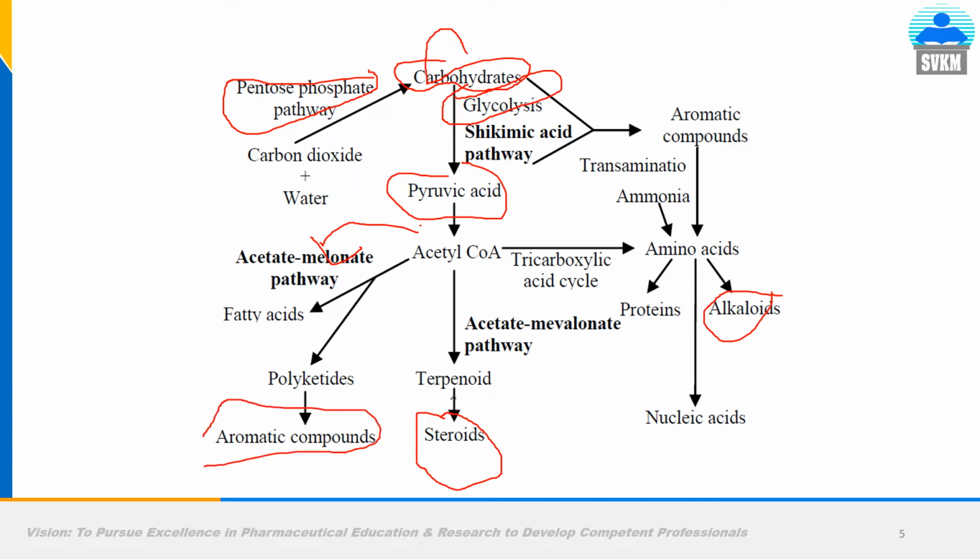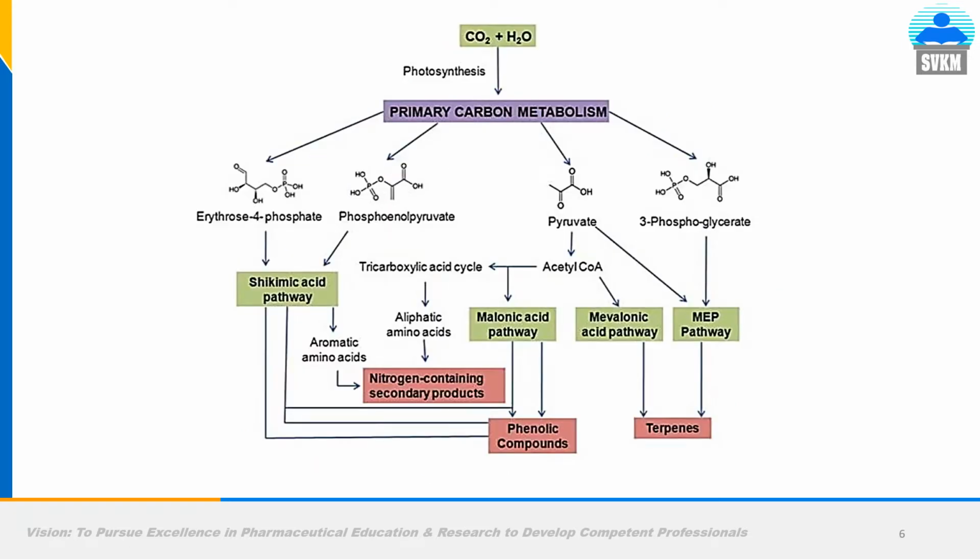Right? This is the summary of the entire biogenesis or biosynthetic pathways in the plant. This particular cycle or structure is the summary of how different types of primary and secondary metabolites are formed in the plant. In the coming session, I will talk more about this. Summary again in a different manner.